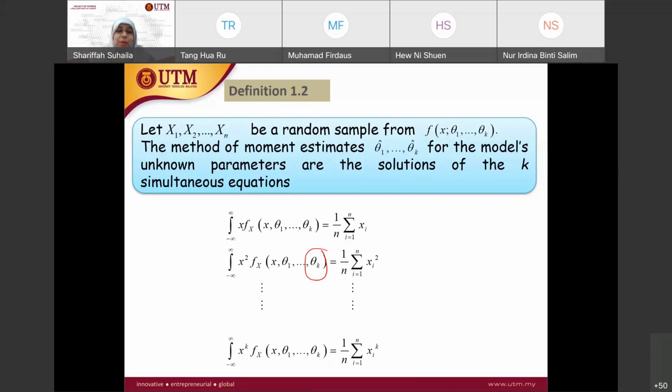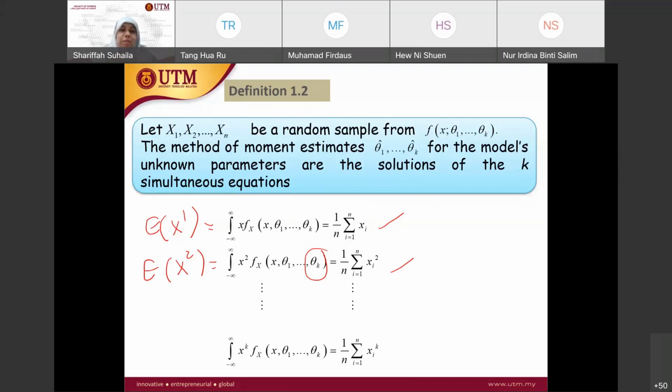Okay. So katakan kamu ada dua parameter je. So that means you just solve this one dengan this one lah. So kita ada E(X to the power 1), and then kita ada E(X to the power 2) and so on. Itu kalau kita ada dua parameter.